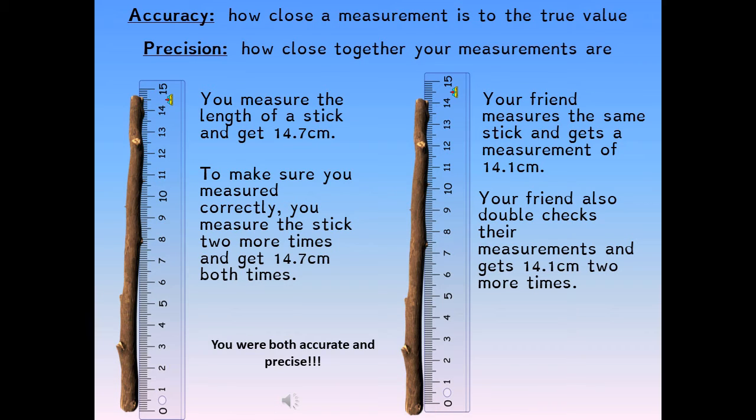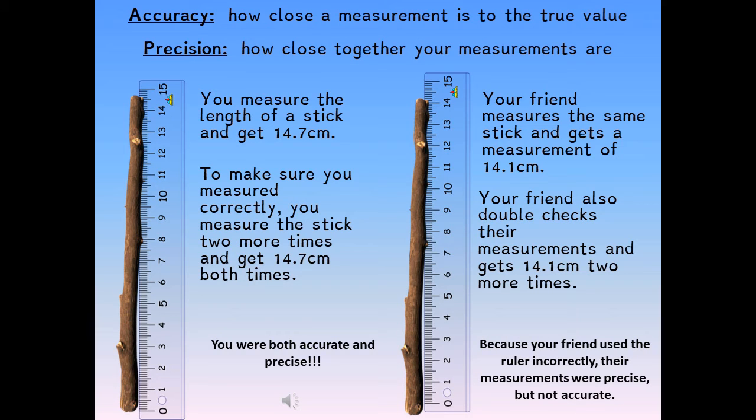So your measurements were both accurate and precise. They were accurate because they're very close to the true measurement of the length of the stick. They're precise because they're close together. You got 14.7 3 times. Your friend, on the other hand, well, because they used their ruler incorrectly, their measurements were precise, meaning their measurements were close together. They got 14.1 3 times. However, they were not accurate because they used the ruler incorrectly.